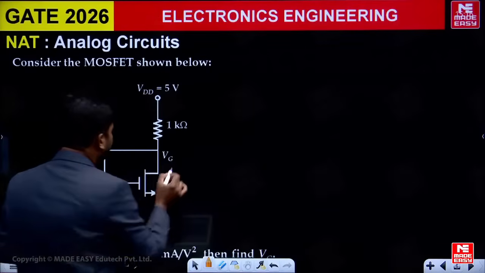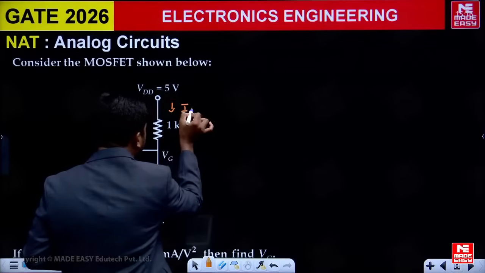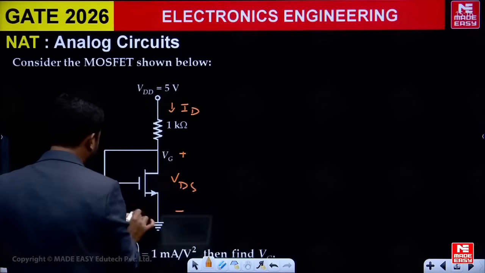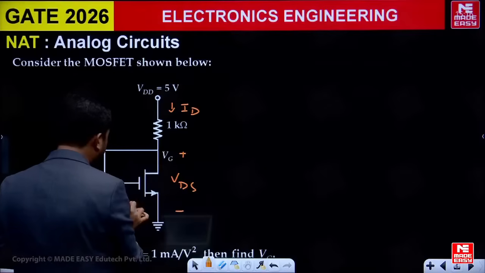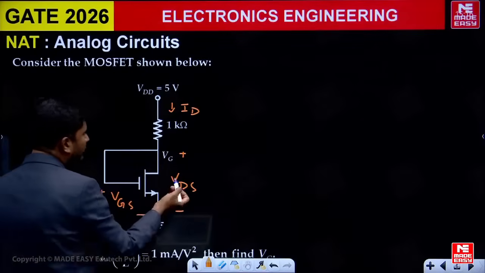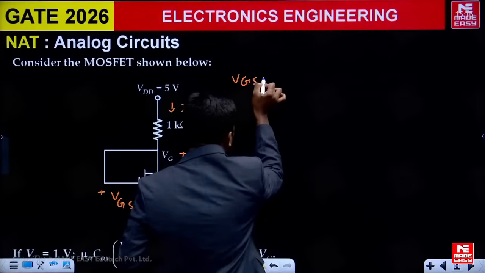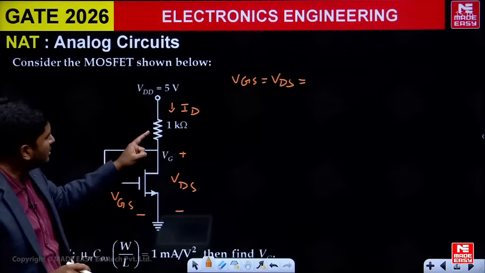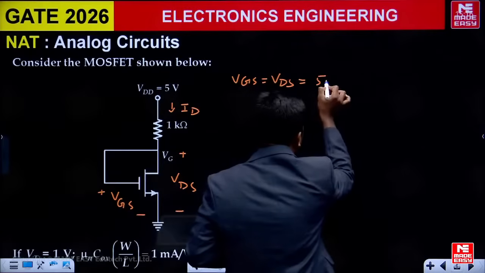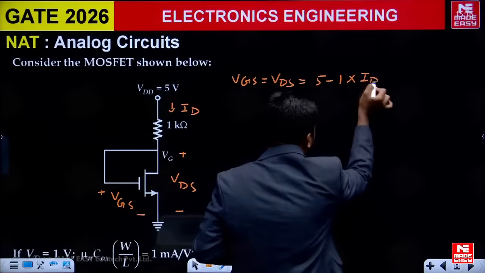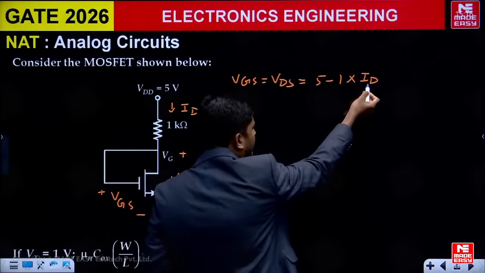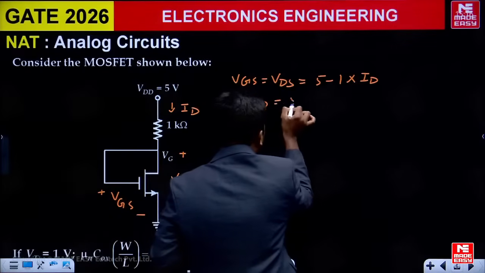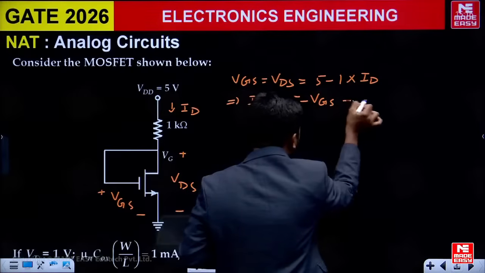So what we will do is, we will first of all indicate here current. This is like drain current of the MOSFET. This will be VDS, and this voltage we can show as VGS. Now because gate and drain are shorted, VGS will be equal to VDS. You can write VGS is equal to VDS, and VDS can be written as 5 volt minus 1k into ID. I have written resistor in kilo ohm, so we will get current in milliampere. So from here we can say drain current equal to 5 minus VGS. Let us take it as equation number 1.